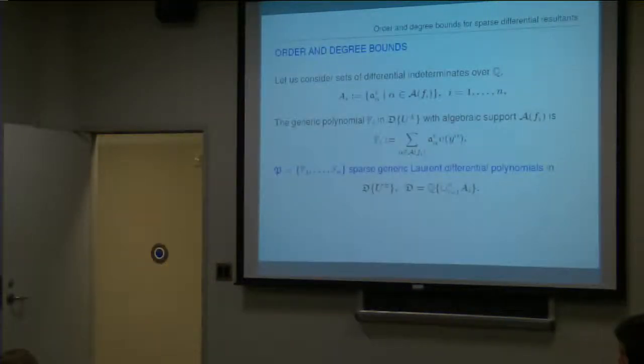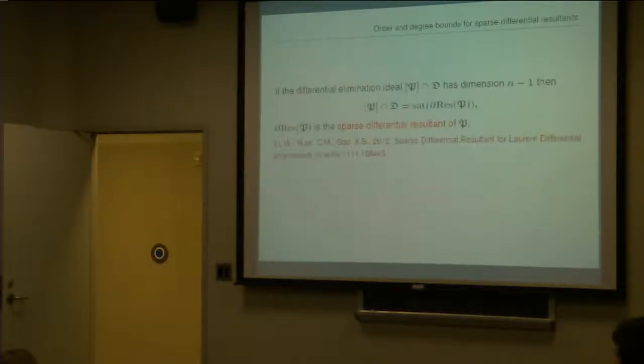So let's consider the generic case. Now we have polynomials capital Fi whose differential coefficients are generic differential variables. So now the domain of the coefficients is this one. And we look at the differential elimination ideal. And the definition of the sparse differential resultant given by Li, Gao and Yuan is this one.